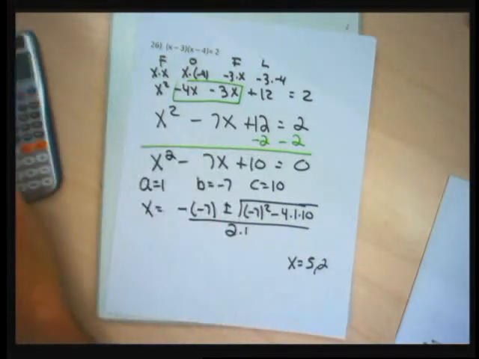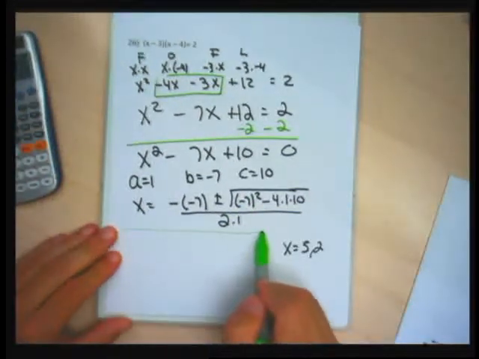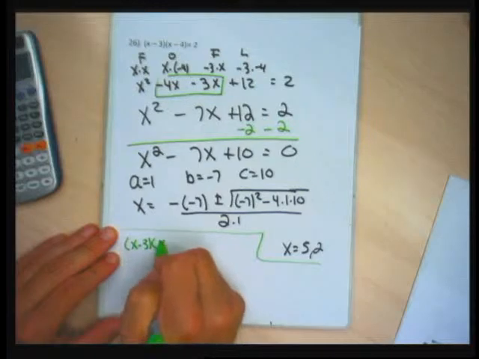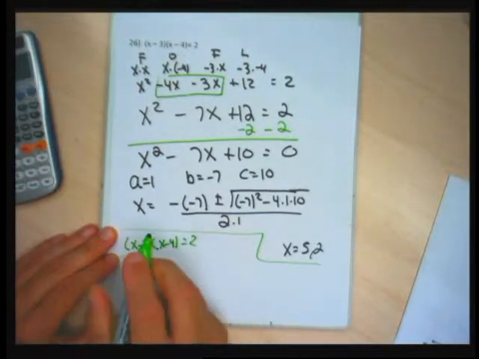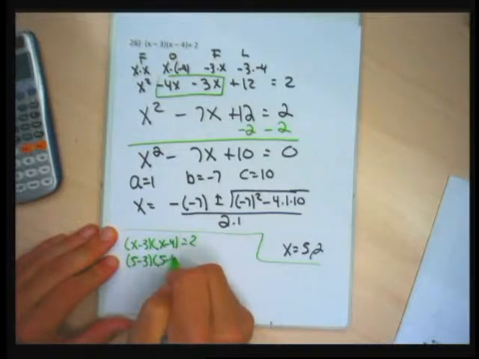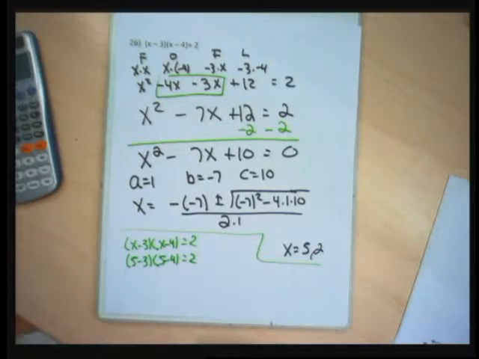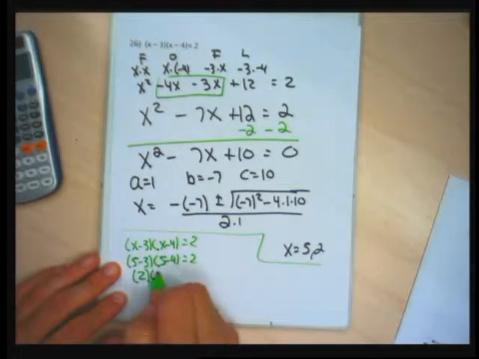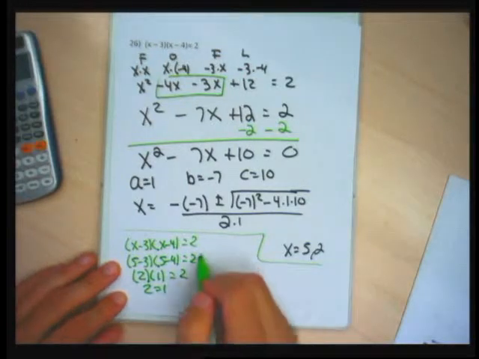So the original problem said (x - 3)(x - 4) = 2. Let me check 5. I'm going to do 5 minus 3 times 5 minus 4 equal to 2. This is so easy, I'm not even going to use my calculator, because 5 minus 3 is 2, 5 minus 4 is 1, and 2 times 1 equals 2, so 5 checks.